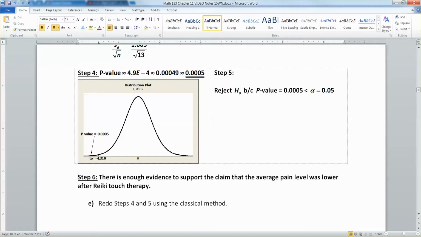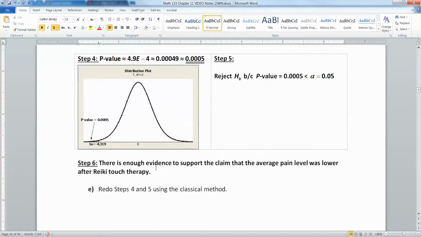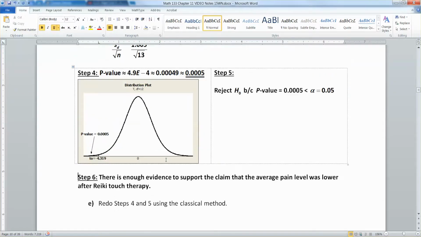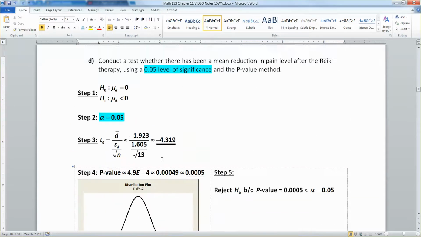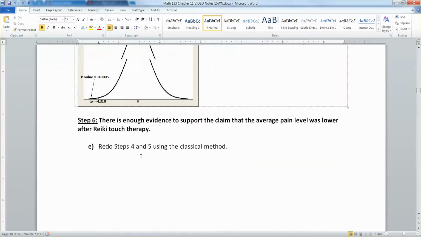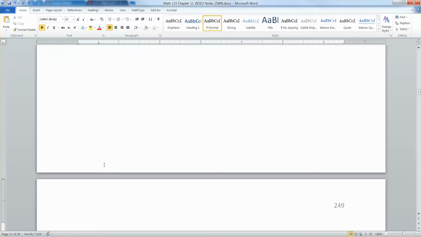All right, so then step 6, there is enough evidence to support the claim that the average pain level was lower after the Reiki touch therapy. All right, good there. Now we have to do the classical method. So we're not redoing the whole test. I mean, on the exam, you're either going to do one method usually or the other. So you have to prepare yourself for doing either method.